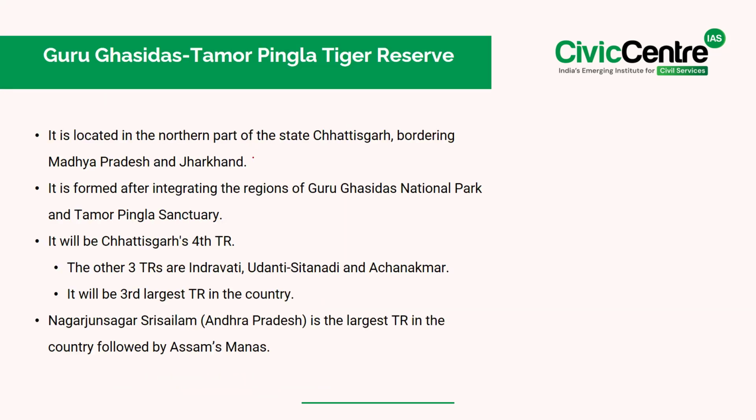See, it is located in the northern part of the state Chhattisgarh, bordering Madhya Pradesh and Jharkhand. Know that it is formed after integrating the regions of Guru Ghasidas National Park and Tamor Pingla Sanctuary. Notably, it will be Chhattisgarh's 4th Tiger Reserve, the other 3 being Indravati, Udanti Sitanadi and Achanakmar. Moreover, it will be the 3rd largest tiger reserve in the country, but significantly, the Nagarjuna Sagar Srisailam Tiger Reserve in Andhra Pradesh is the largest in the country.